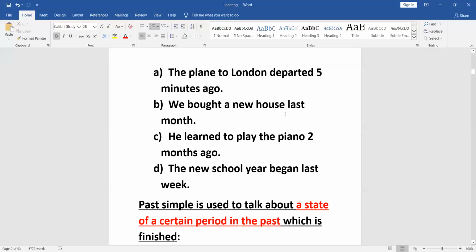We bought a new house when? Last month. So this indicates it's the past tense.